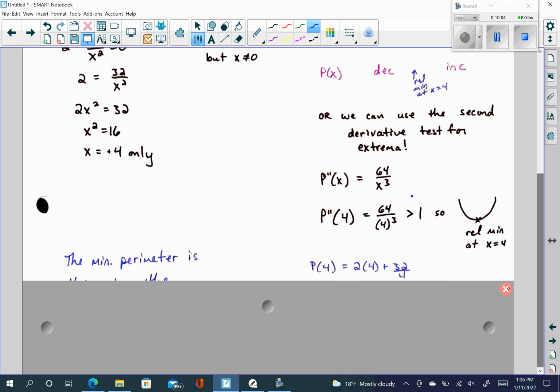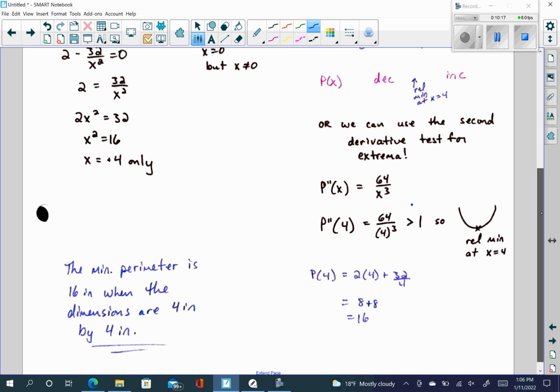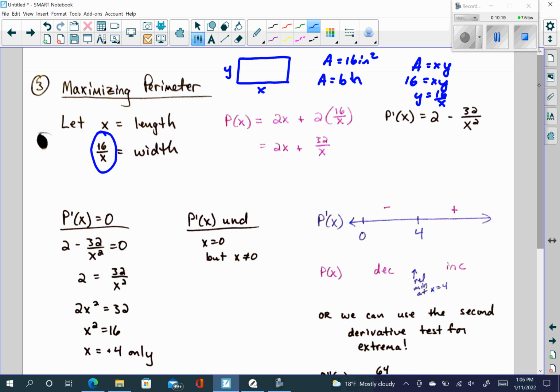And then we would just evaluate what our perimeter function is when x equals 4, and we get 16. So the minimum perimeter happens to also be 16, but 16 inches when the dimensions measure 4 by 4. And all we have to do is go back and substitute it in up here. When x is 4, we would get y equals 16 over 4, which is 4 up here as well.